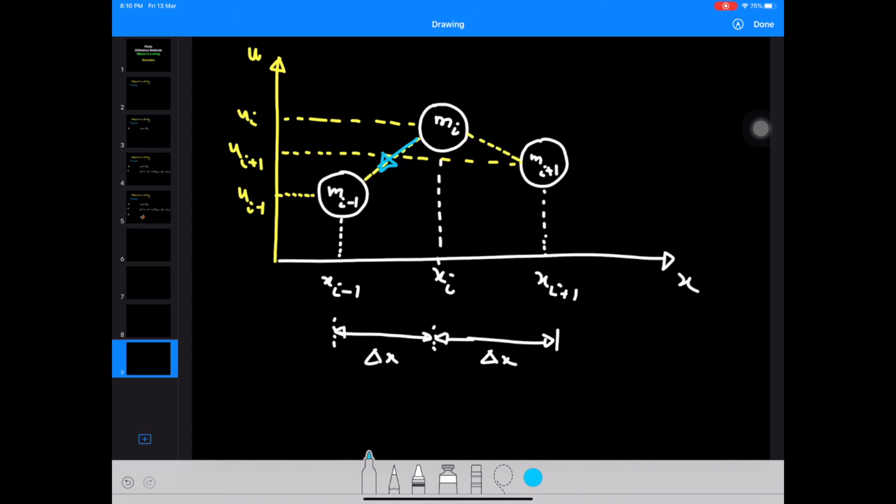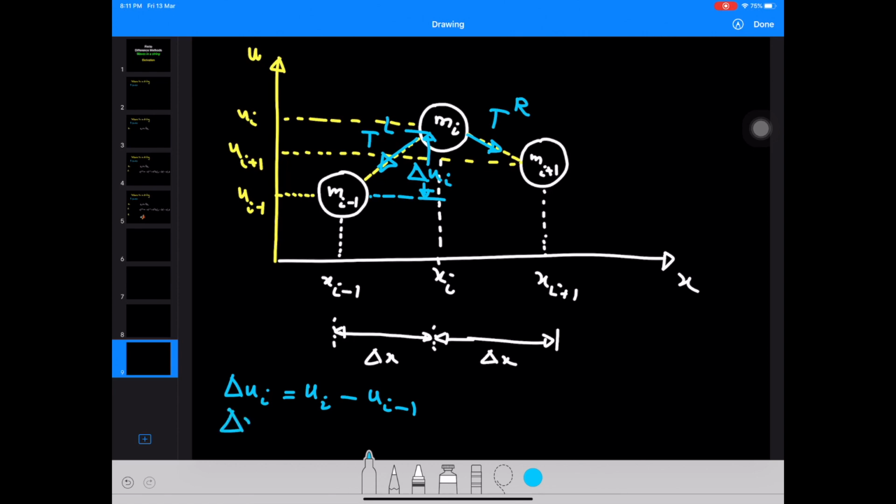I'm going to call this tensile force T left, and the other tensile force between the mass mi and mi plus 1, let's call it T right. Okay? Then we will denote delta ui as the difference between ui and ui minus 1. Okay? So this vertical distance between mi and mi minus 1, we will call it delta ui.